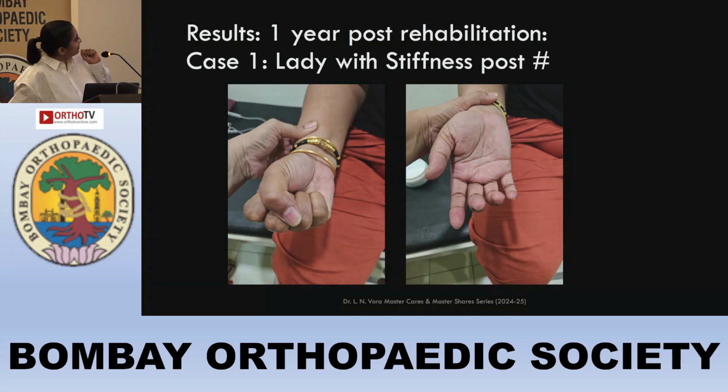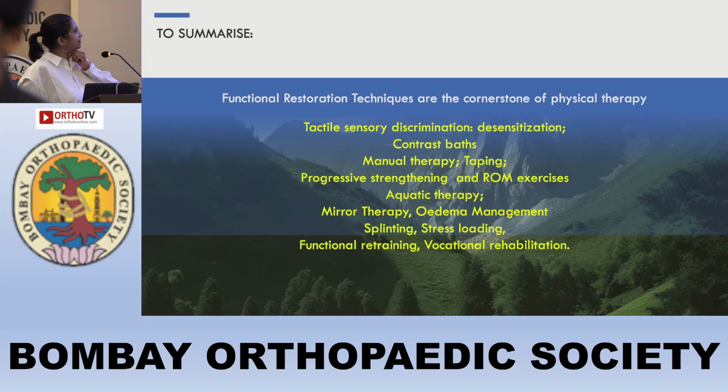And this was one case which had a lower end radius fracture, had a lot of stiffness and pain, and now she's back to playing tennis. She's gained full range of motion. Her hand looks absolutely normal. And so for me, functional restoration techniques are the cornerstone of physical therapy. So to summarize, these are all the techniques that I normally advise and we practice at the clinic.